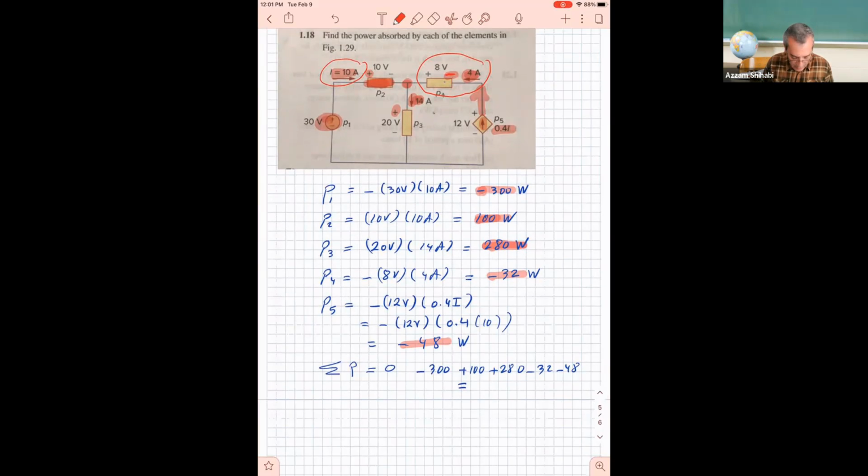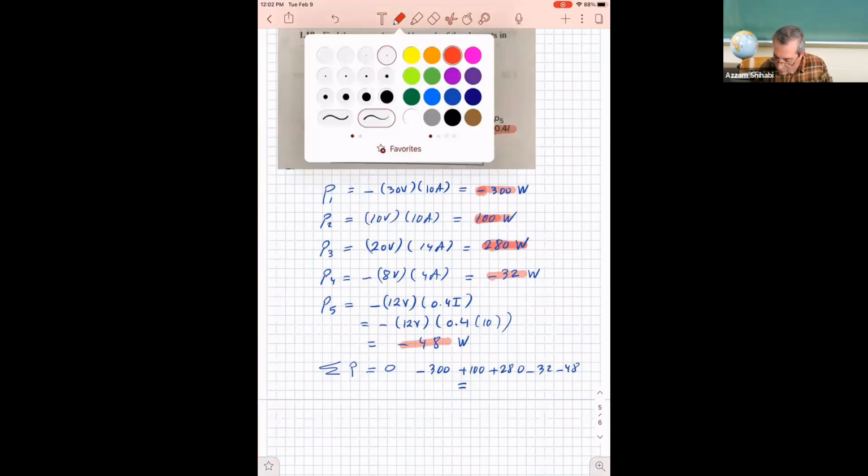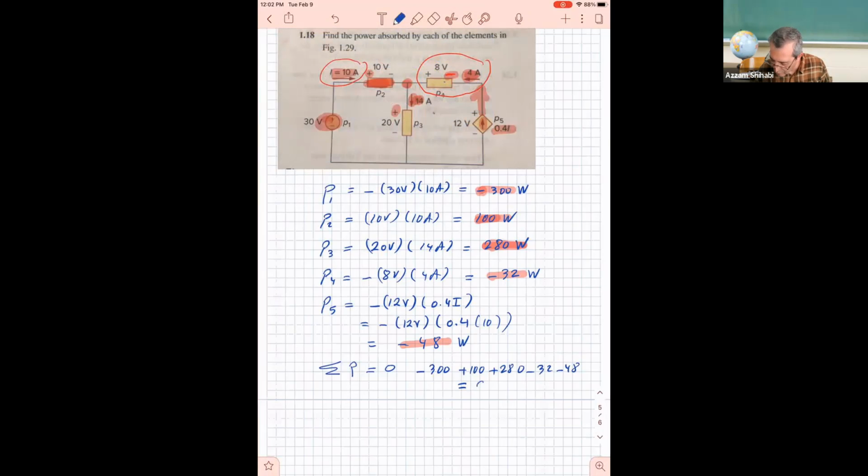Okay, so I'm checking, guys: negative 300 plus 100 plus 280 minus 32 minus 48. That would give me 0. So my numbers are good. The total sum of all the powers generated plus absorbed is 0.